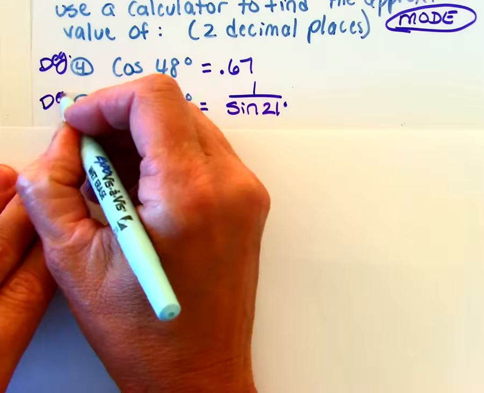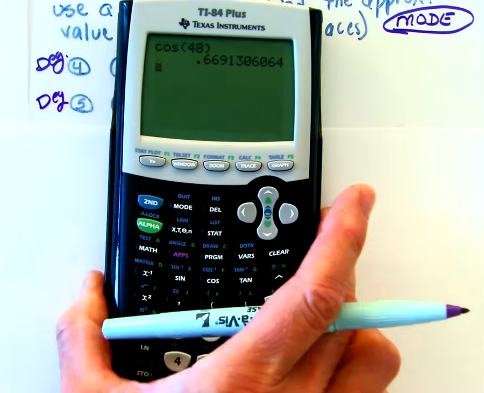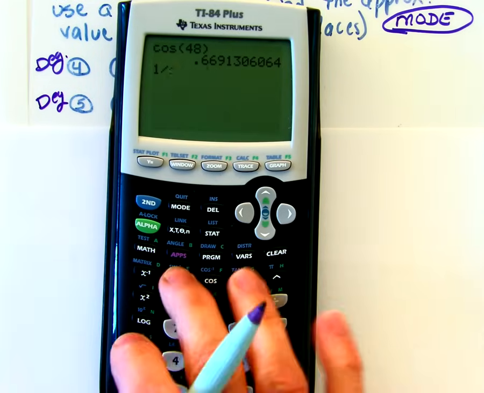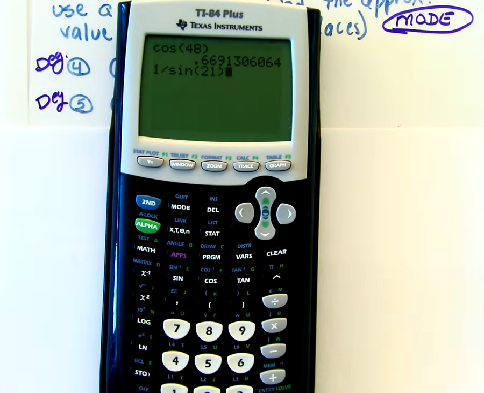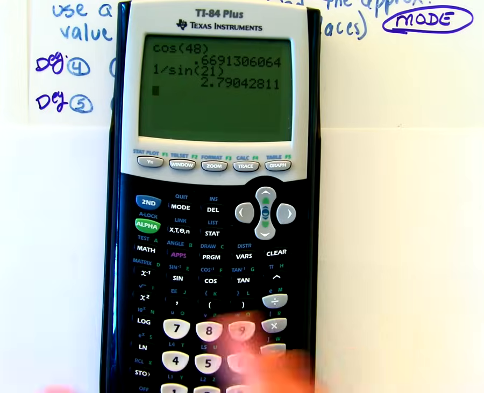This one's also in degree. Now just type that in your calculator. 1 divided by sine of 21. Again, don't want the degree symbol. 2 decimal places would be 2.79.